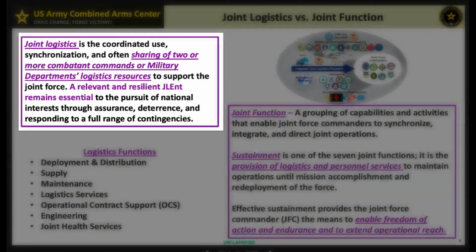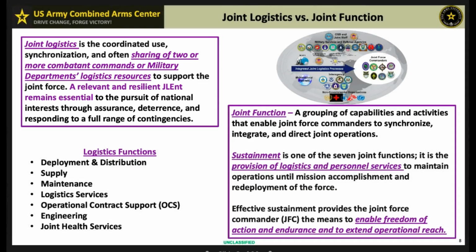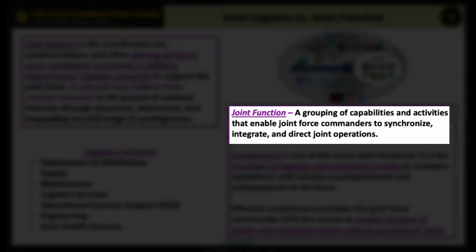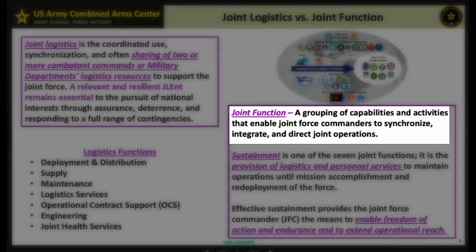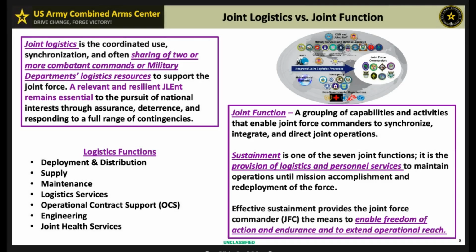Joint logistics is the coordinated use, synchronization, and sharing of logistics resources from multiple combatant commands or military departments to support the joint force. A joint function is a grouping of capabilities that enable joint force commanders to synchronize, integrate, and direct operations and other variables and activities. Sustainment is one of 7 joint functions focusing on maintaining operations until mission accomplishment and the redeployment of forces. Effective sustainment provides commanders with the means to enable freedom of action and endurance to extend operational reach.